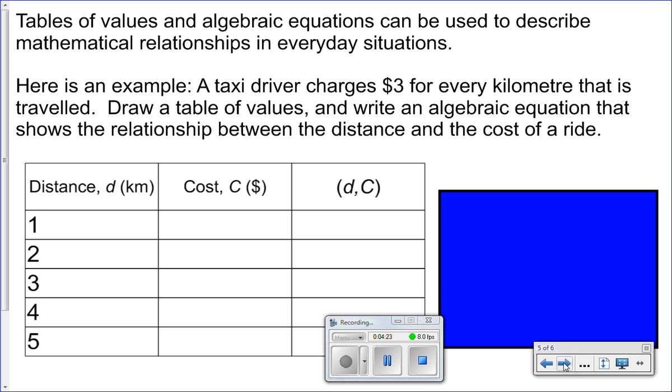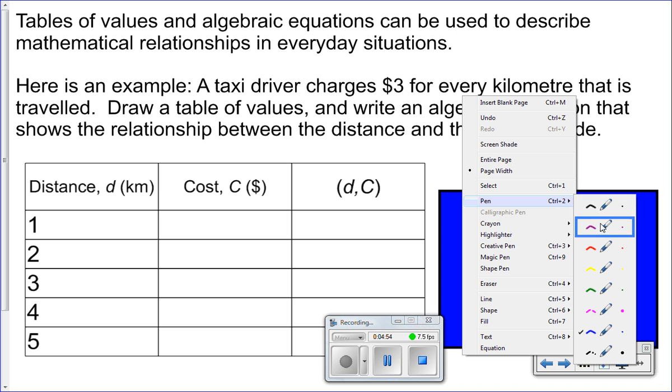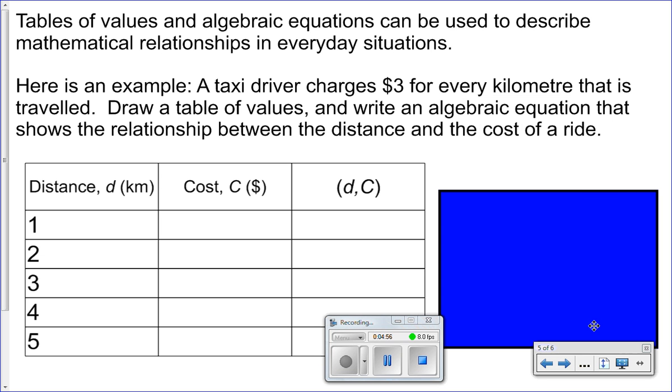Tables of values and algebraic equations can be used to describe mathematical relationships in everyday situations. Here is an example. A taxi driver charges $3 for every kilometer that is traveled. Draw a table of values and write an algebraic equation that shows the relationship between the distance and the cost of a ride. Okay, I'm going to get you started on this one, and then you're going to try the rest at home.